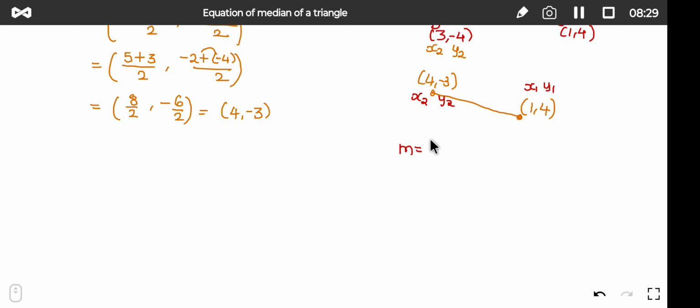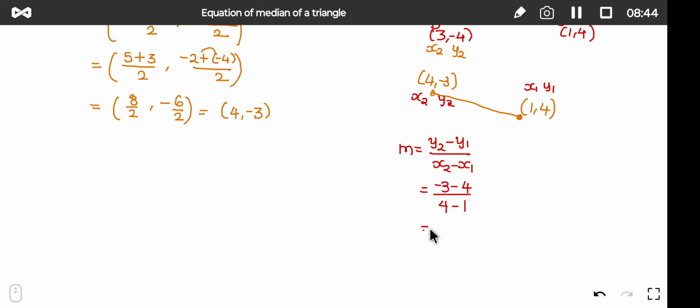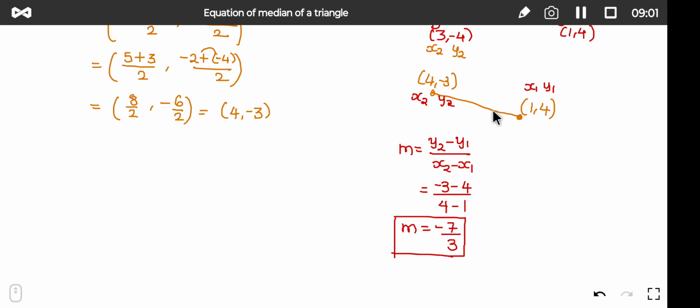So the slope formula we have is y2 minus y1 divided by x2 minus x1. So y2 is minus 3 minus y1 is 4 divided by x2 minus x1. So x2 is 4 minus x1 is 1. So minus 3 minus 4, which is minus 7, divided by 4 minus 1, which is 3. Okay, so our slope value is minus 7 by 3. Here you can consider any point as x1 y1 and x2 y2. Okay, it will be the same answer.